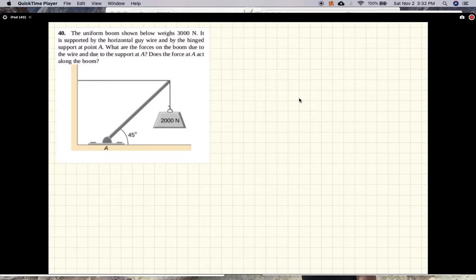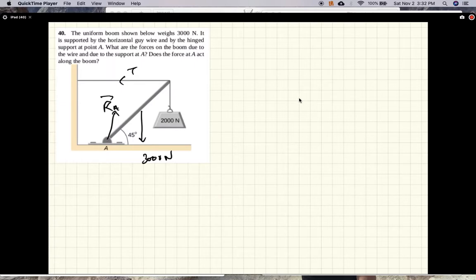Does the force at A act along the boom? So since the boom is at equilibrium, let's draw all the forces. There's the tension, there's 2000 newtons there, and there's 3000 newtons in there. And let's say this is the reaction force that the hinge exerts on the boom.